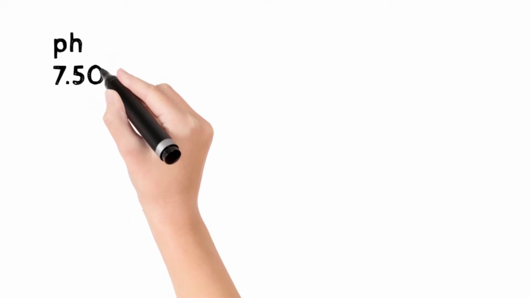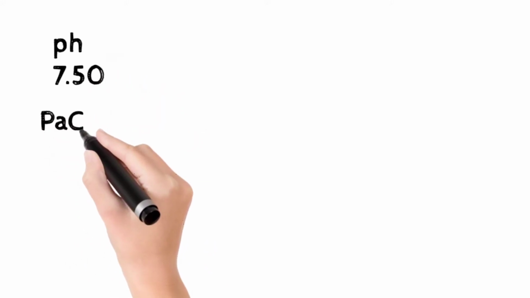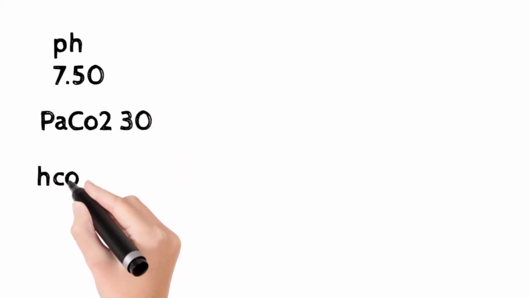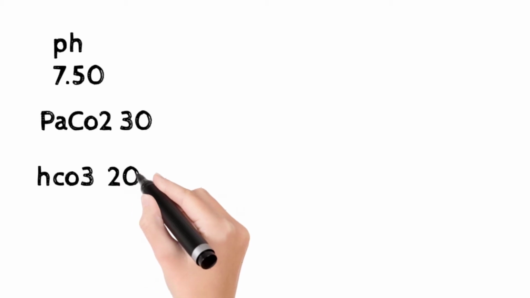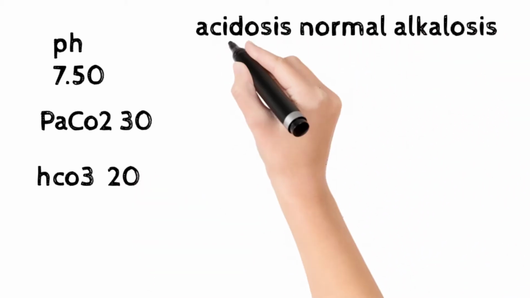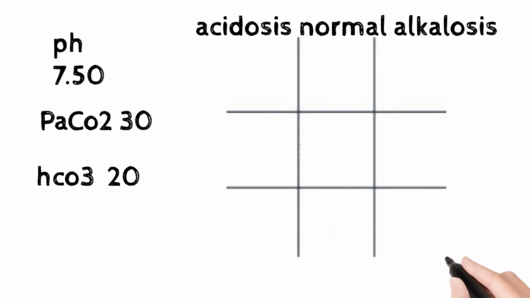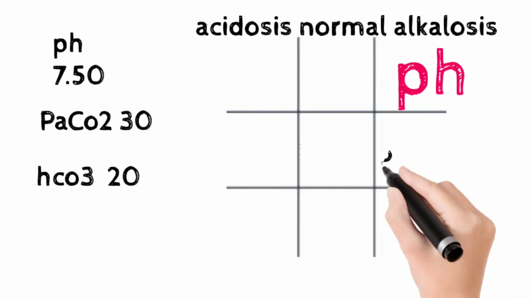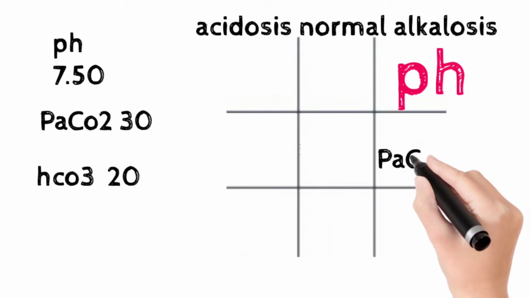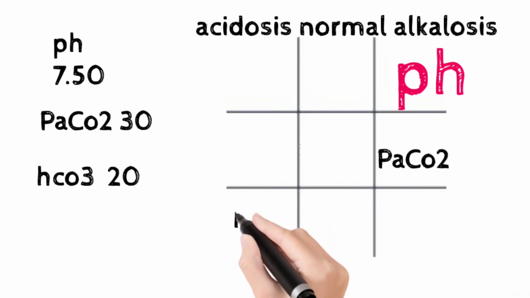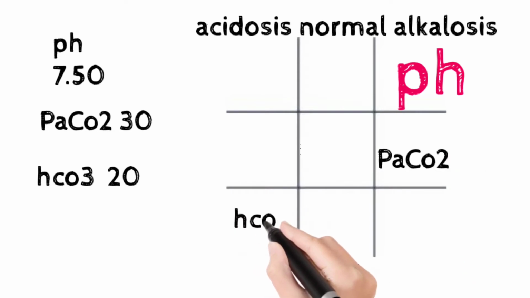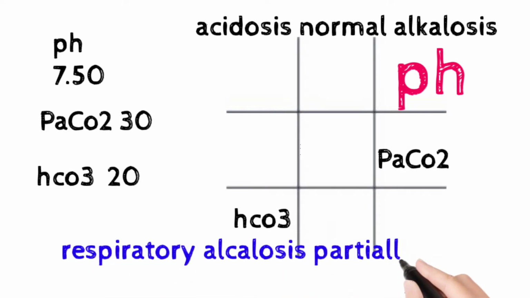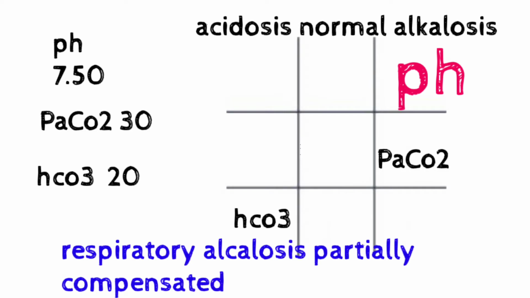Again, pH is 7.5, greater than 7.45, and PaCO2 is lesser than 35, and HCO3 is lesser than 22. So pH goes under alkalosis. PaCO2 represents the respiratory, goes under alkalosis, and HCO3 will go under acidosis. This is lesser than 22, so it is called respiratory alkalosis, partially compensated to HCO3.